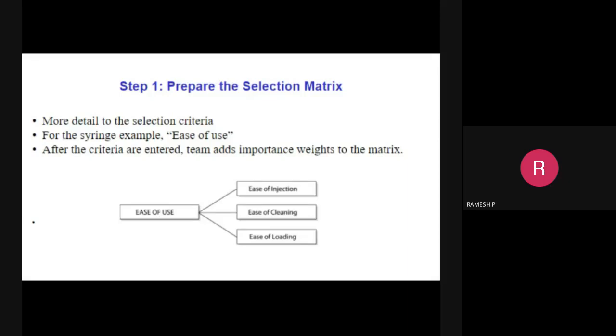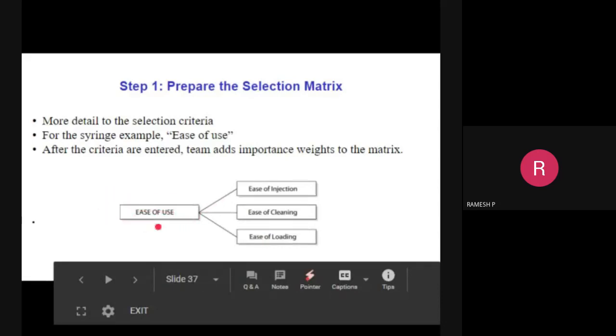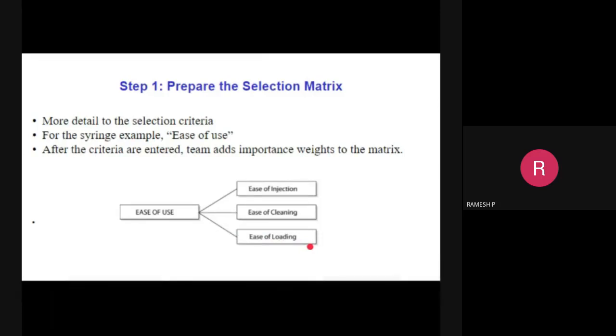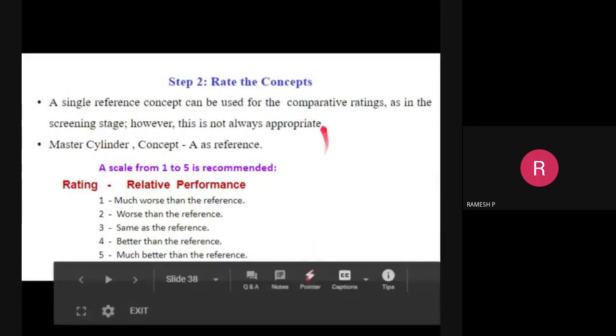After this importance weight is added, and after the screening matrix is entered, I am going to provide relative importance on the scale of 1 to 5, as I said. Meanwhile, we can even move on with further refinement and detailing. Take a syringe example: ease of use, as the selection criterion, can be mentioned as ease of injection, ease of cleaning, or ease of loading. I am just making further refinement of the selection criteria. Now let us proceed to step 2, in which we provide the recommended scaling on the scale of 1 to 5.